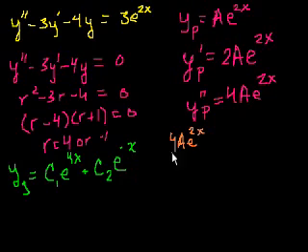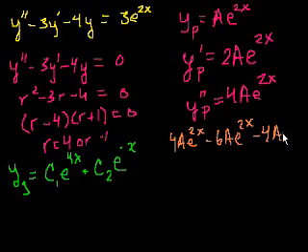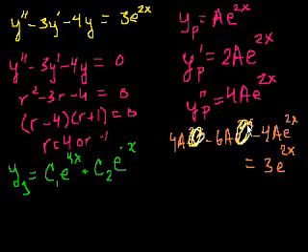e to the 2x minus 3 times the first derivative. So minus 3 times this. So that's minus 6a e to the 2x minus 4 times the function. So minus 4a e to the 2x. And all of that is going to be equal to 3 e to the 2x. Well, we know e to the 2x doesn't equal 0, so we can divide both sides by that. Just factor it out, really. Get rid of all the e to the 2x.